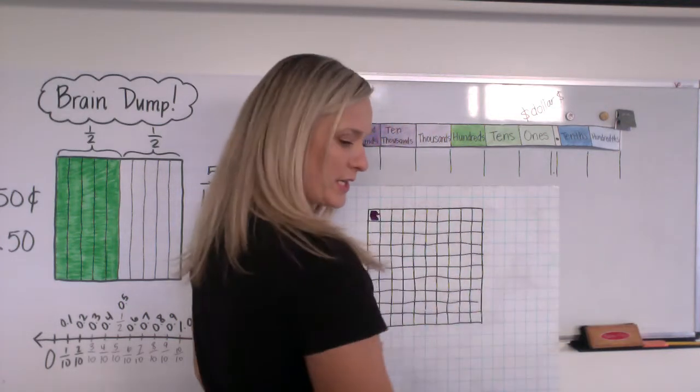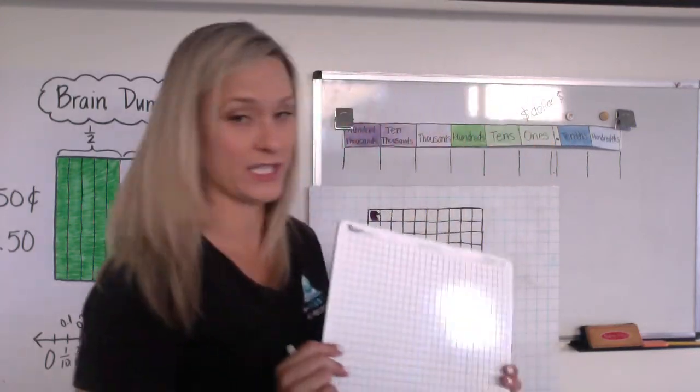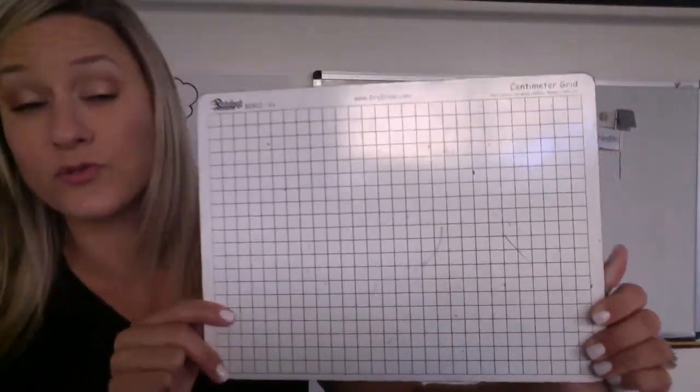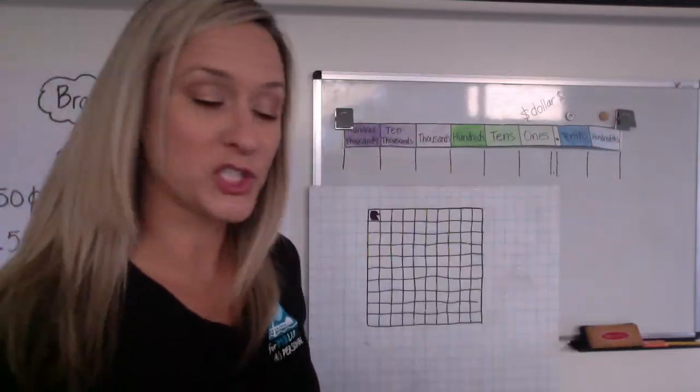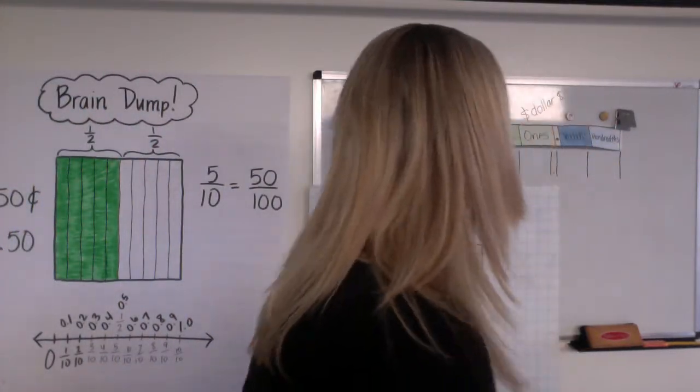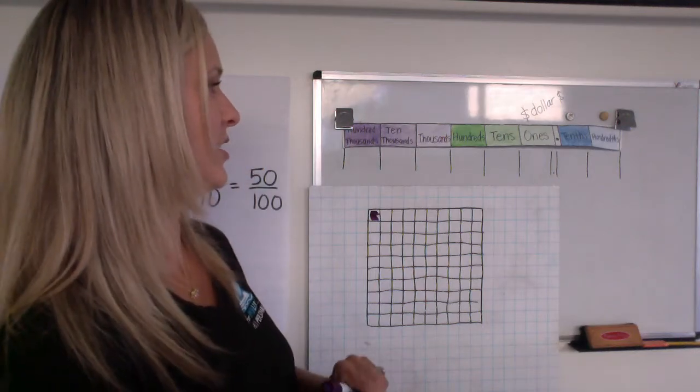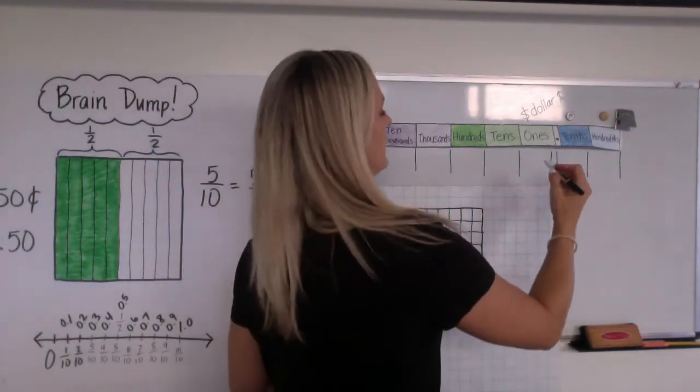If you have a whiteboard and you're sitting in class, you can draw a 10 by 10 grid on there. Boom, boom, boom, boom. And you can shade in as we go. That would be really fun.